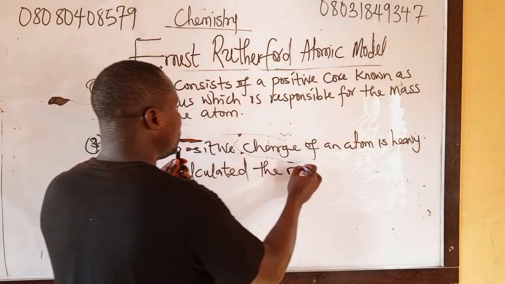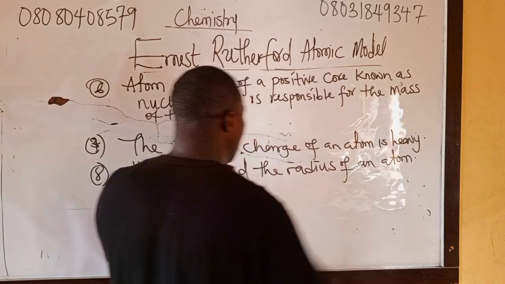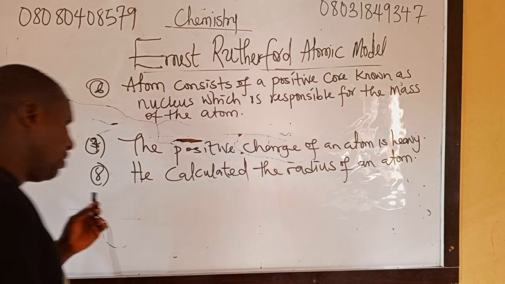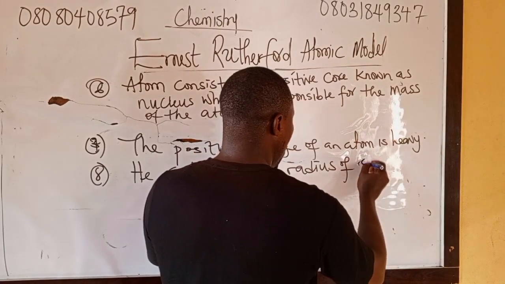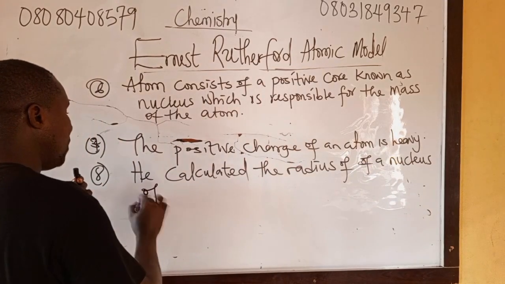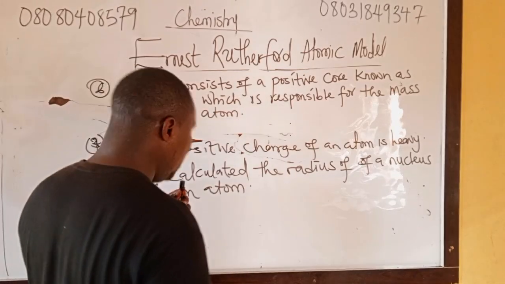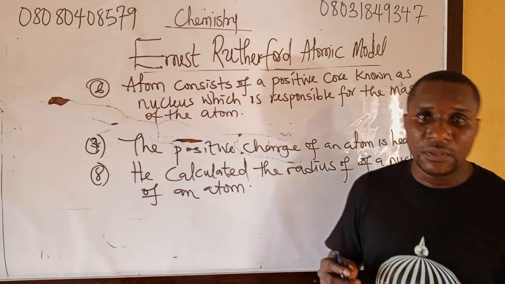Number 8, he calculated the radius of an atom. Or I can say he calculated the radius of a nucleus. He calculated the radius of a nucleus of an atom. These are the atomic model of Rutherford. Just take note of this.